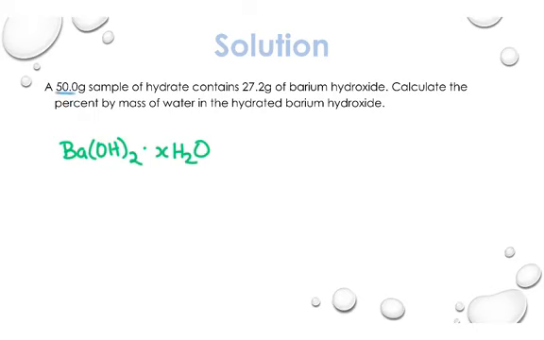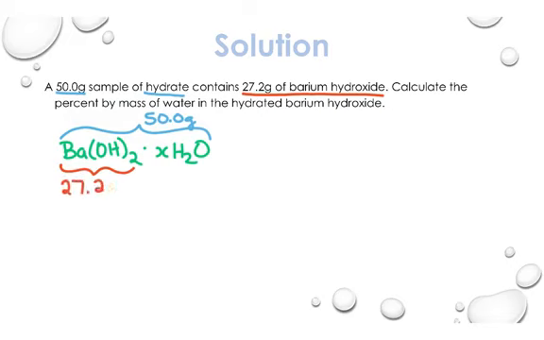Now, I've got a 50 gram sample of the hydrate, so this whole thing has a mass of 50 grams. And then I have 27.2 grams of my barium hydroxide. So here's 27.2 grams. So the leftovers, the piece that I'm missing then, the water, is just going to be 50 grams minus 27.2 grams, which leaves us with 22.8 grams.